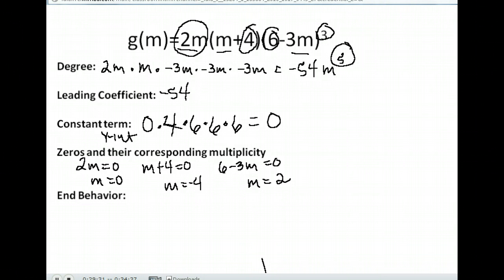What's their multiplicity? The first term, the 2m, only happened once. The m plus 4 only happened once. The 6 minus 3m happened 3 times. So any odd multiplicities will cross, evens will touch. So we have all crossers here.